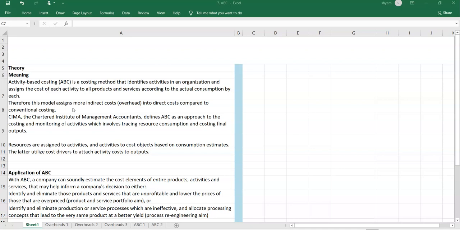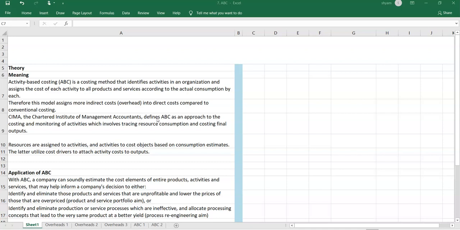Normally we have seen the overhead absorption rate in the overheads chapter. Continuing with that, ABC is a cost allocation chapter here. This model assigns more indirect cost overhead into direct costs compared to conventional costing. We have allocated some cost, and we have reapportioned some cost. ABC takes the apportionment and reapportionment costs together, and tries to find out in a much more detailed manner how these overheads could be allocated to the products.